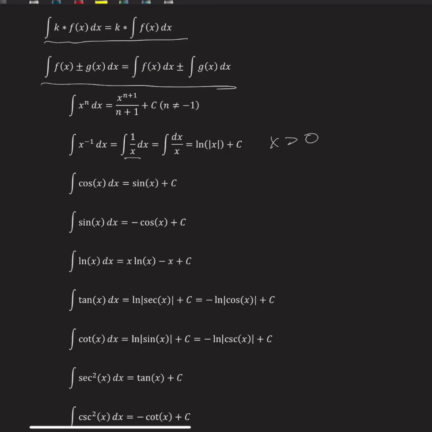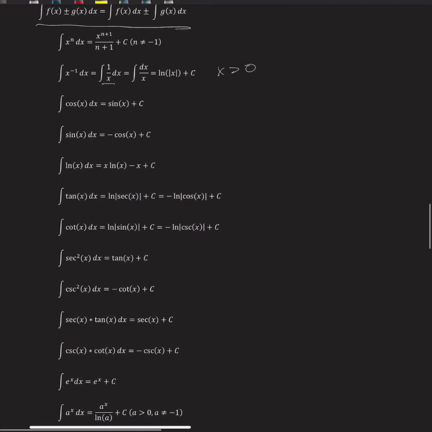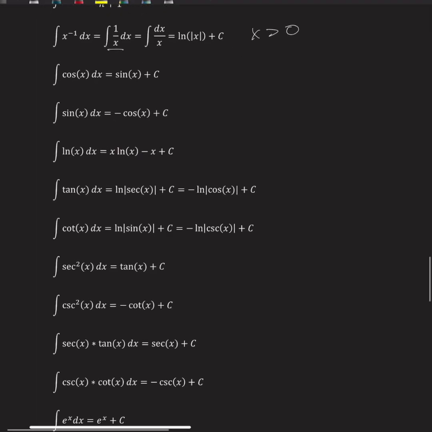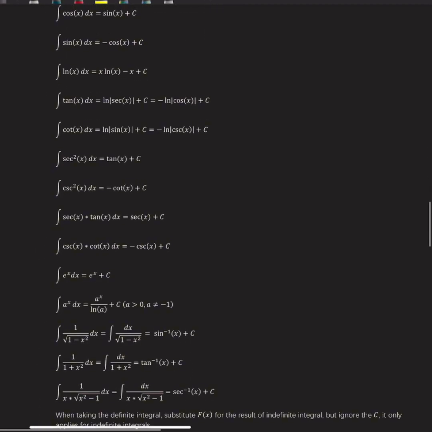The antiderivative of cosine equals sine, and the indefinite integral of sine of x equals minus cosine of x. The antiderivative of natural log of x equals x times natural log of x minus x plus c. The indefinite integral of tangent of x is the natural log of secant of x, which is equal to the negative of the natural log of cosine of x plus c. And there's more and more. The indefinite integral of cotangent is the natural log of sine of x, which is equal to the negative of the natural log of cosecant of x.